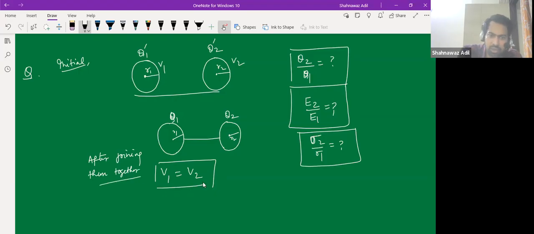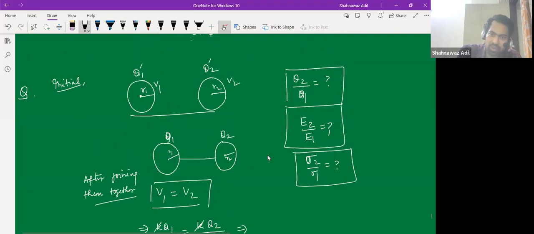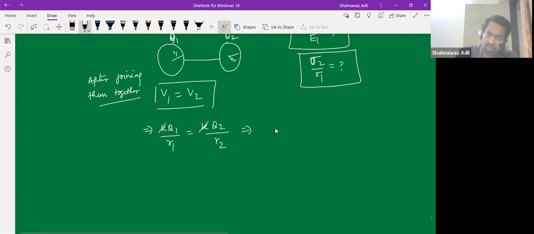we know the potential at the surface of the sphere. So this would be KQ1 by R1, and this would be KQ2 by R2, where K is 1 by 4 pi epsilon naught. So K will cancel, and we are calculating Q2 by Q1. So Q2 by Q1 would be R2 by R1. So this is the first part, right?